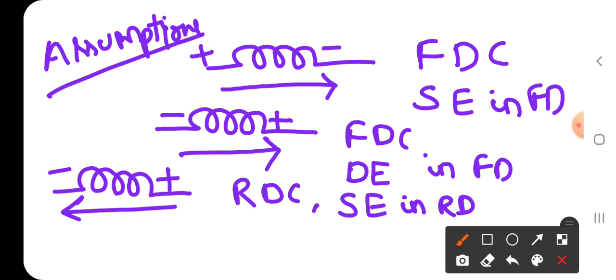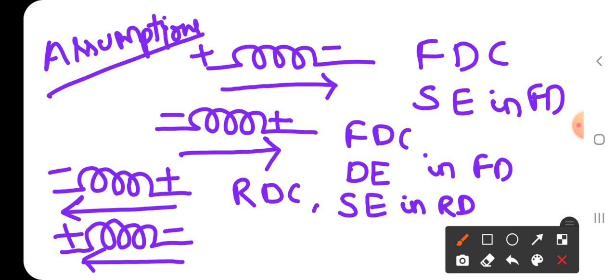Next, this is plus, minus, and current flows in this direction. So here also the current is in the reverse direction, but the inductor discharges its energy in the reverse direction. Okay, these are the assumptions in view of inductors. I hope all of you have taken this.